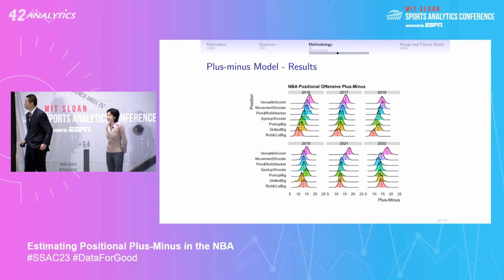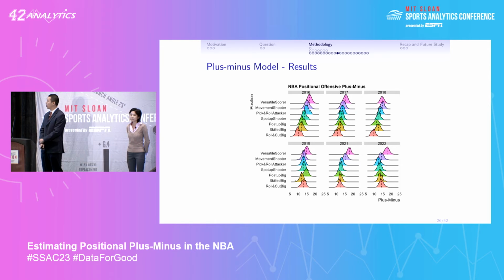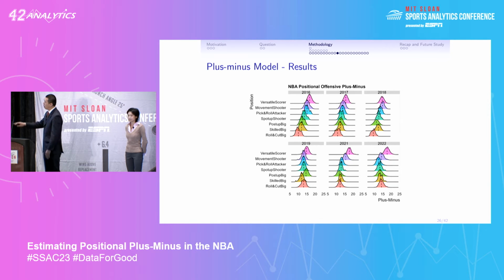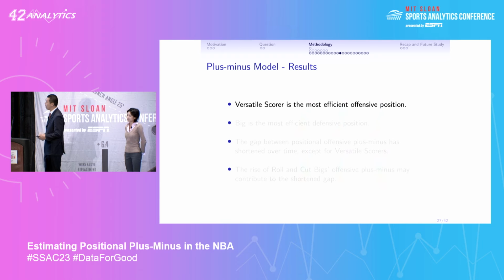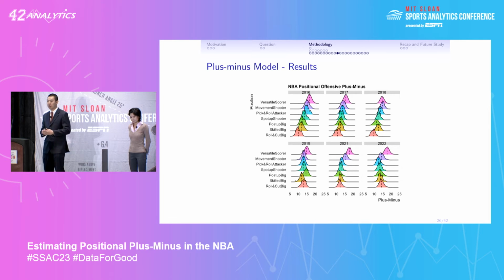So here we draw the posterior distributions for NBA positional offensive plus minus over time from 2016 to 2022. What you see on screen right now, the x-axis represents the estimated plus minus, and the y-axis represents the 7 offensive positions we defined earlier. Looking at this graph, one takeaway we learned is that we think the versatile score is the most efficient offensive position. This is because in this graph, it seems like the versatile score's offensive plus minus is higher than other positions' offensive plus minus.